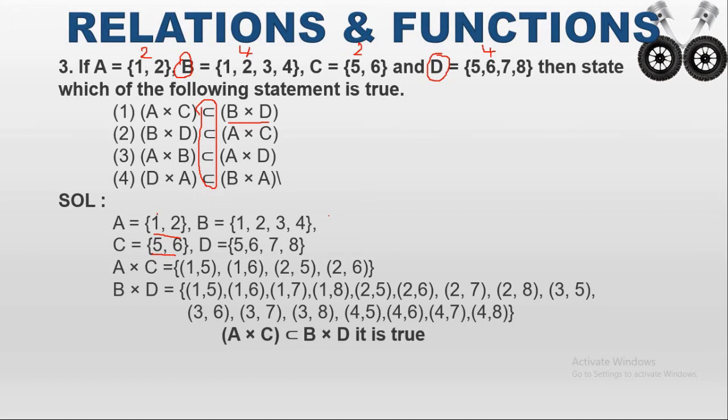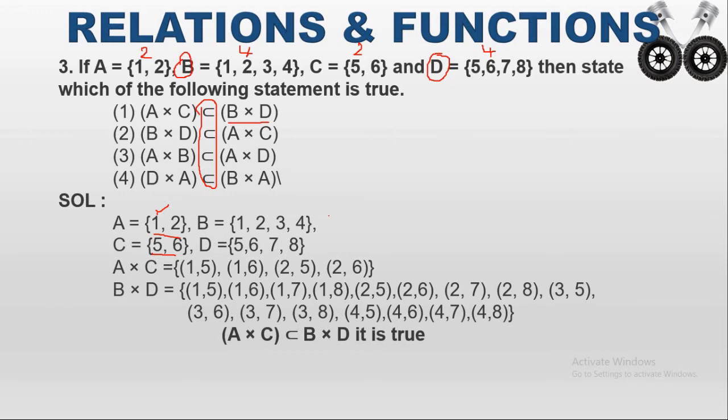So first choose the first element from A, 1, which should be paired with the 2 elements presented in C. So I can write (1,5), (1,6). Then 2 is paired with 5 and 6. So that can be written as (2,5), (2,6).